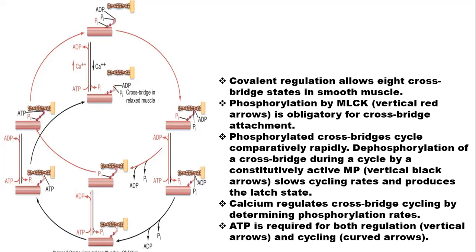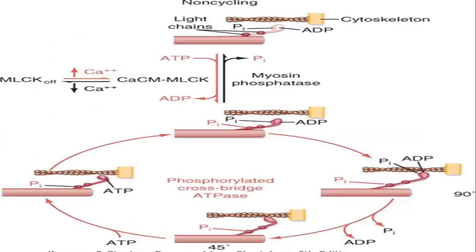Calcium regulates cross-bridge cycling by determining phosphorylation rates. ATP is required for both regulation, the vertical arrows, and cycling, the curved arrows. Again, the same picture you can see here.